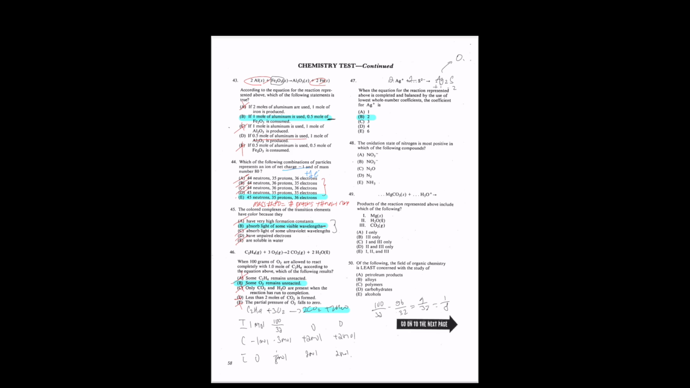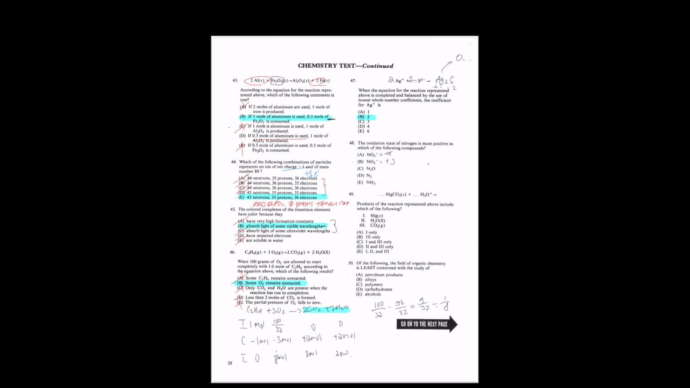The oxidation state of nitrogen is most positive in which of the following compounds? So let's break down each of these. Here we know that oxygen in nitrogen oxides is always -2. So here the total oxidation state of 3 oxygens is -6, so we know that nitrogen is +5. So in NO3-, the oxidation state of nitrogen is +5. In NO2-, -2 times 2 is -4, total oxidation state is -1, so that should be +3.